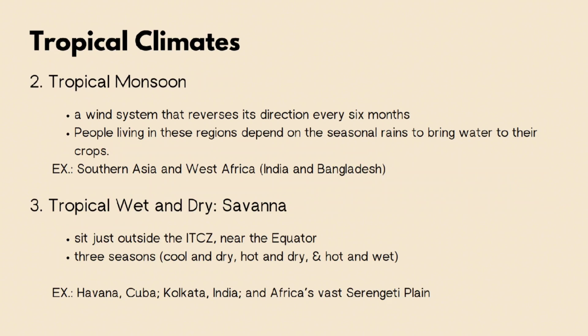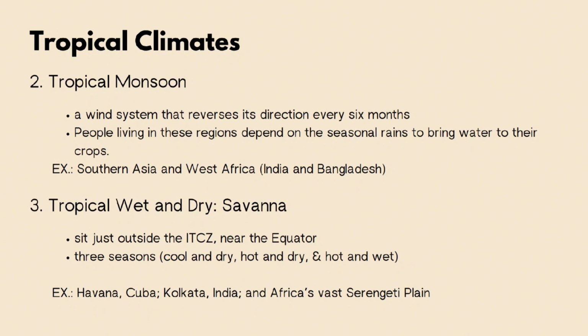Next is the tropical monsoon. Tropical monsoon climates are most found in southern Asia and West Africa. A monsoon is a wind system that reverses its direction every 6 months. People living in these regions depend on the seasonal rains to bring water to their crops, and India and Bangladesh are famous for their monsoon climate patterns. Third in line is the tropical wet and dry savanna.